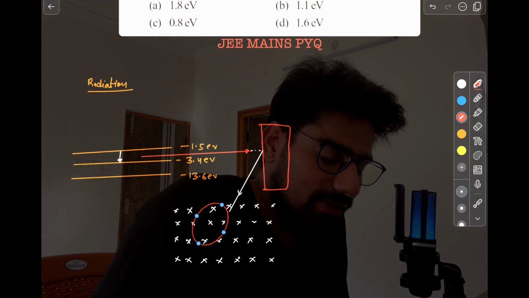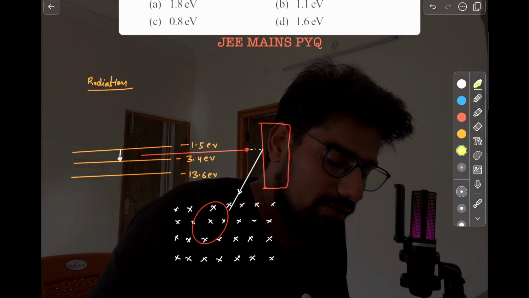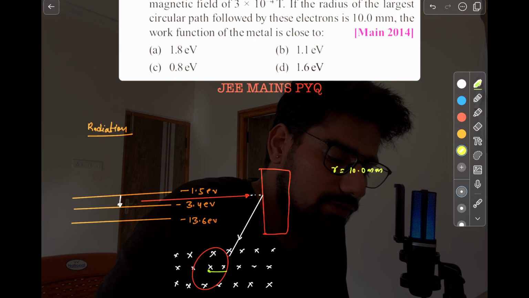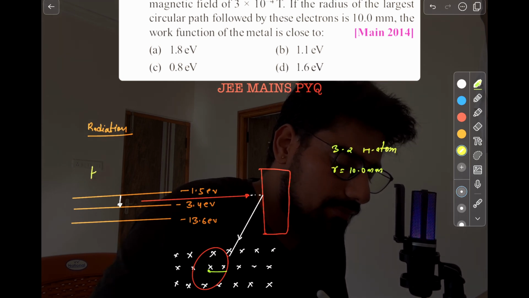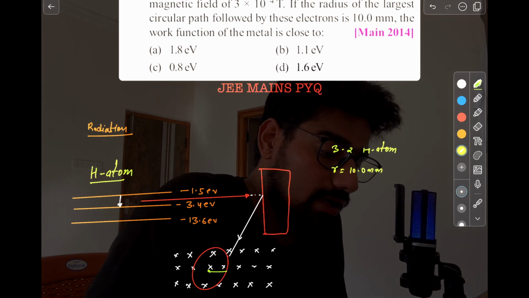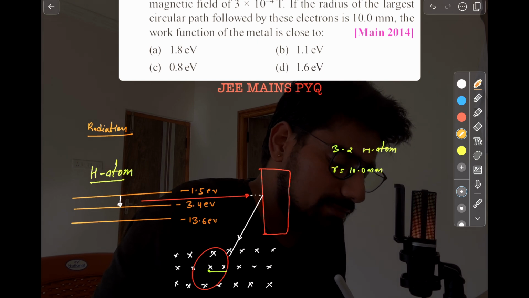So here they have given the radius of this circle, and it is rotating in a circle. The radius is given as 10 mm, right? And 3 to 2 transition of hydrogen atom. So this is our hydrogen atom. So the first thing I am going to calculate is how much energy the photon emitted from the 3 to 2 transition has. That first thing I am going to calculate.